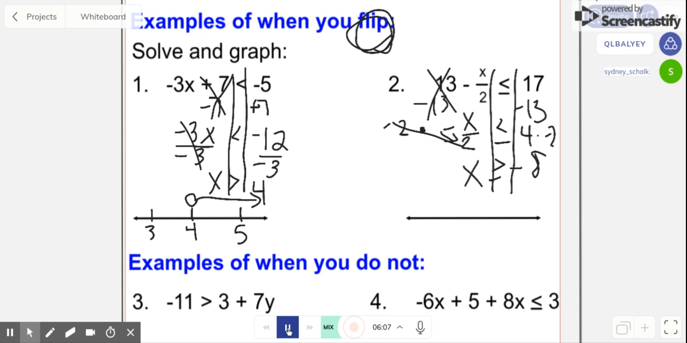Going to graph that, I have negative 8 in the middle, negative 9, and negative 7 on the right. Since it's greater than or equal to, I have a closed circle, and I'm once again drawing that arrow to the right.